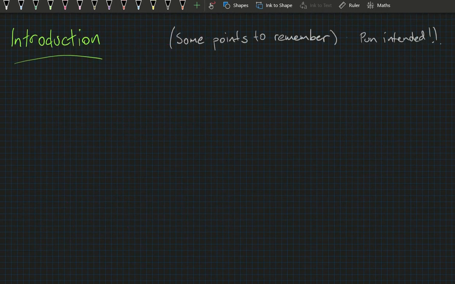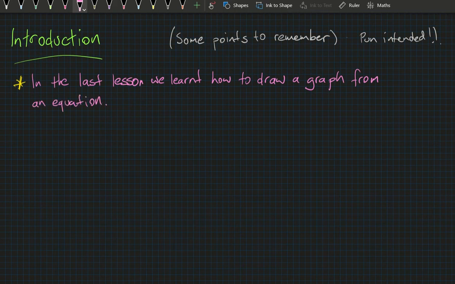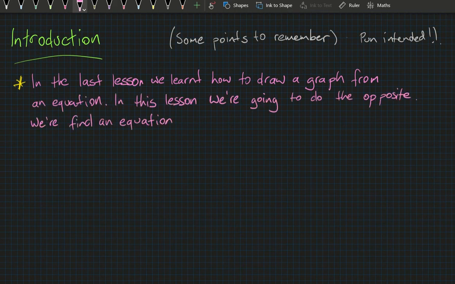Okay, welcome to the introduction. Some points that you'll need to remember. In the last lesson, we learned how to draw a graph from an equation. In this lesson, we're going to do the opposite. We're finding an equation from a graph or points on the graph.